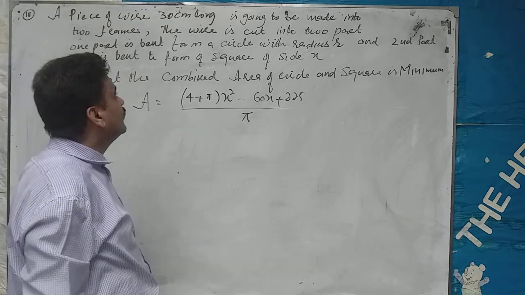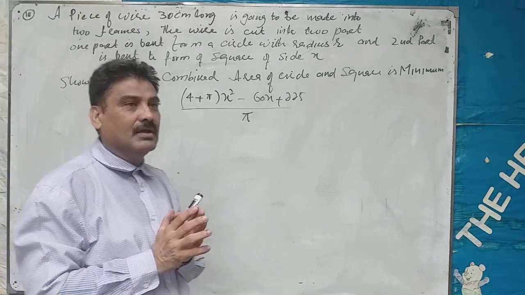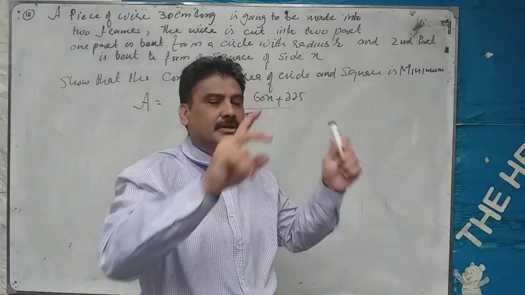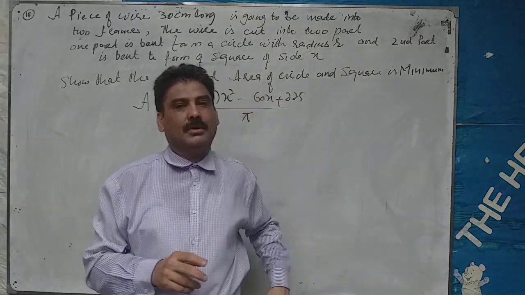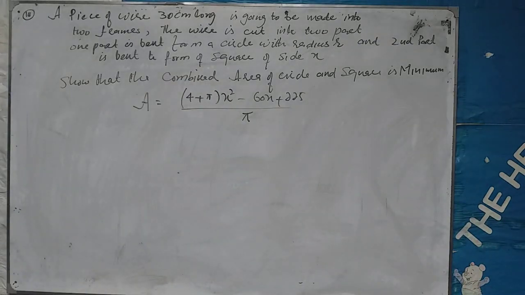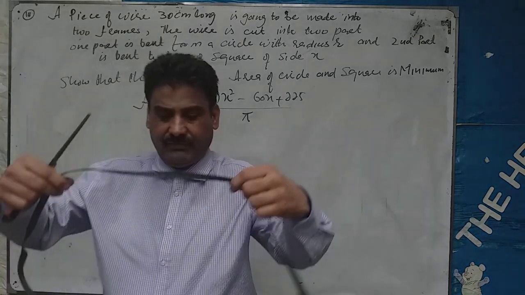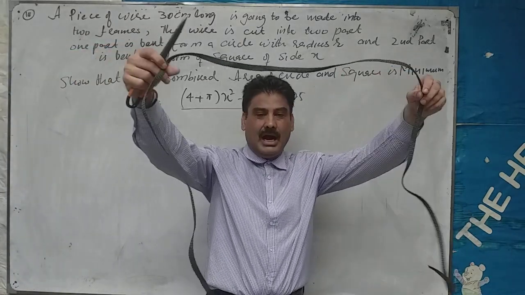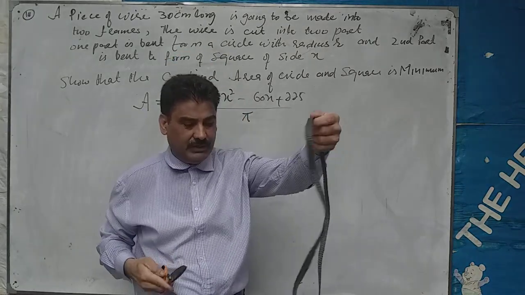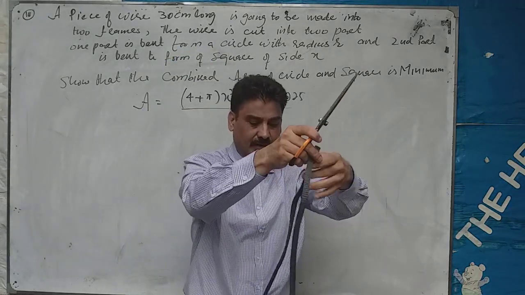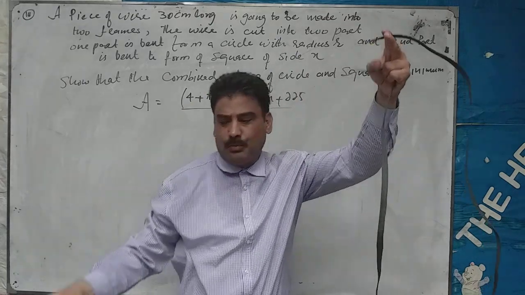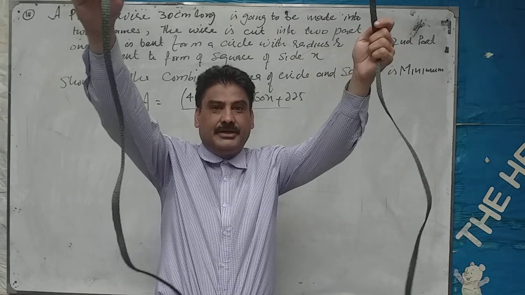We have a wire having its length 30 centimeter. We cut it into two parts. For example, we have a wire of length 30 centimeter. We cut it from here into two parts.